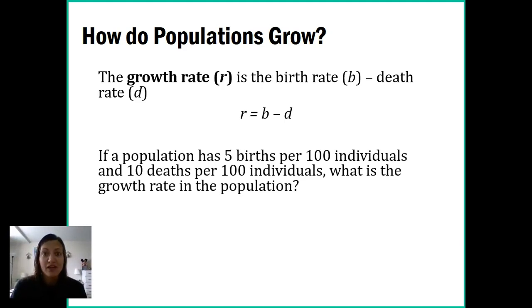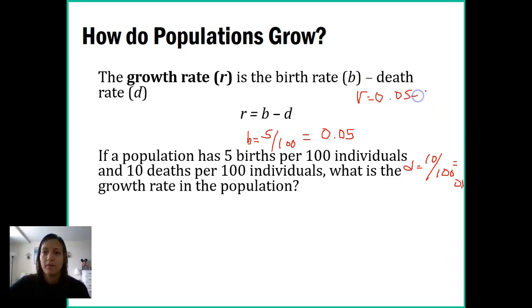So for example, if a population has 5 births and 10 deaths per 100 individuals, what is the growth rate in the population? So what I'm going to first do is turn these births and these deaths into a ratio. So the population has 5 births per 100, so B equals 5 out of 100, which equals 0.05. And it has 10 deaths per 100, so D equals 10 divided by 100, which equals 0.1. And the question is, what is the growth rate? So we need to find R. So in this case, R equals 0.05 minus 0.1. R equals -0.05. So when R is negative, that means that the population is declining.